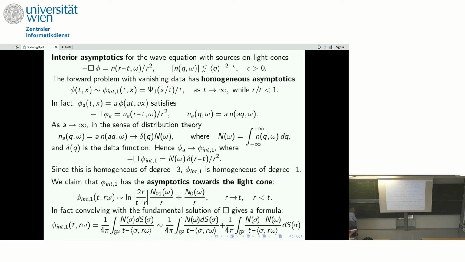And this is easy to see, right? You just multiply by a test function phi of q and integrate and change variables. You change variable aq, and it just becomes phi of q over a times the integral of n of q omega dq. So that converges to phi of 0 times the integral of n of q omega dq, which was what I claimed.